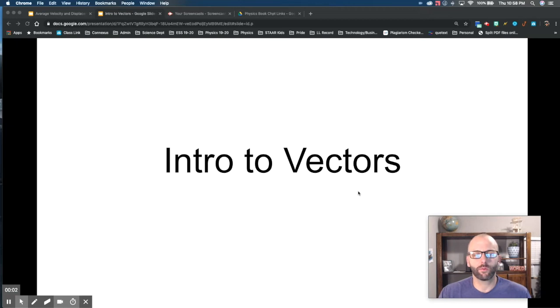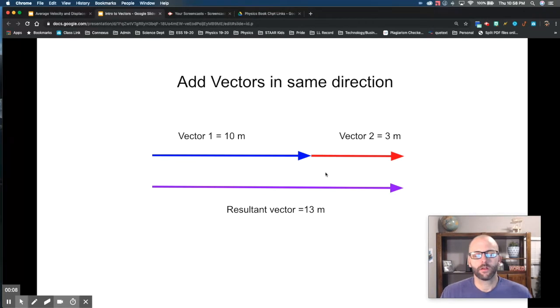Let's talk a little bit about intro to vectors. When you're dealing with vectors, we are going to sum or add them together if they are in the same direction. As you see, vector 1 and vector 2, we add them together. One's 10, one's 3, and we get 13 for the resultant vector. So when vectors are in the same direction, you will add them together.